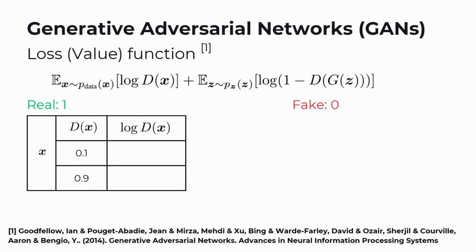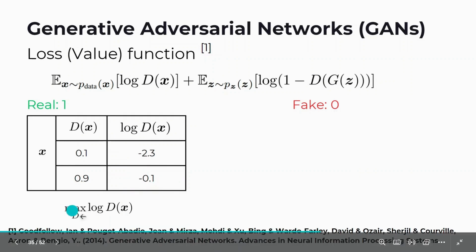If we take the logarithm of these terms, we get minus 2.3 for the first case and minus 0.1 for the second case. And that signifies we have to maximize this logarithmic term in order to get output as accurate as possible. So that's the first objective function for the discriminator.